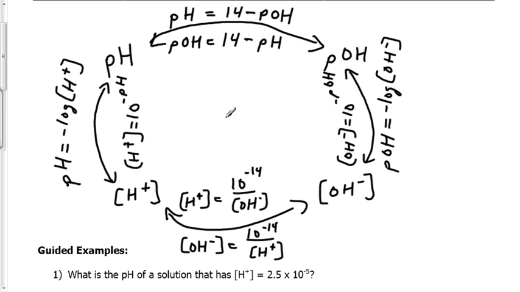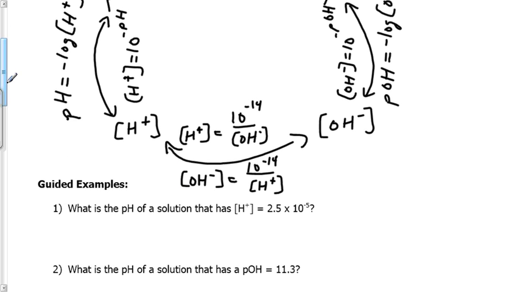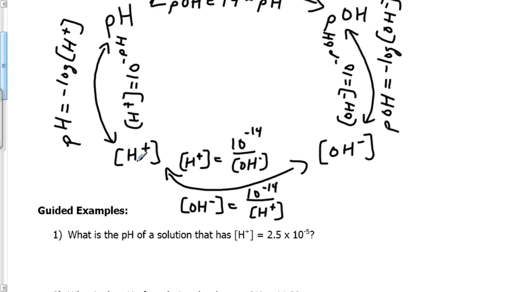So using this map, let's do some guided examples. Let's go through and practice. So the first question says, what is the pH of a solution that has a hydrogen ion concentration of 2.5 times 10 to the negative 5th? So we're converting right here between pH and H+ ion. So we want to find the pH, so we're going to use pH equals the negative log of H+.